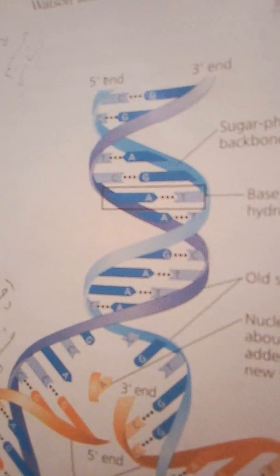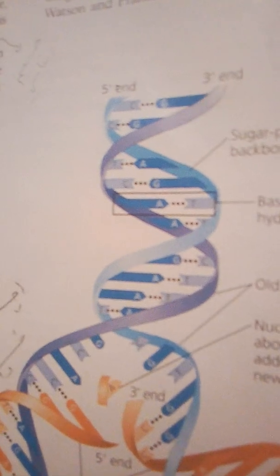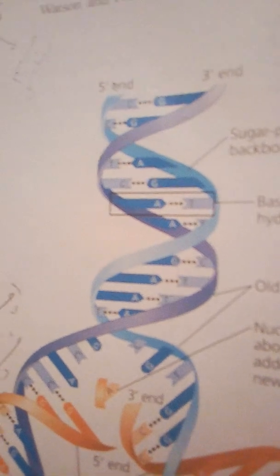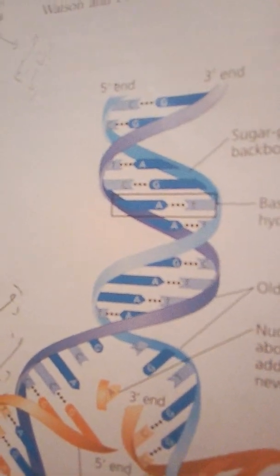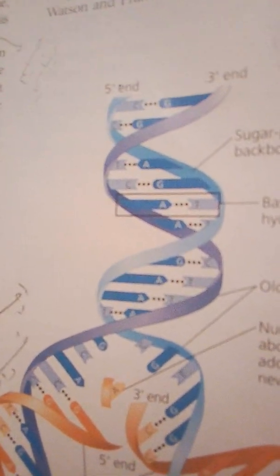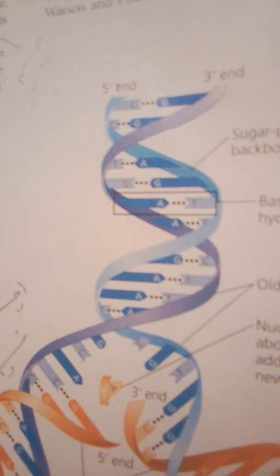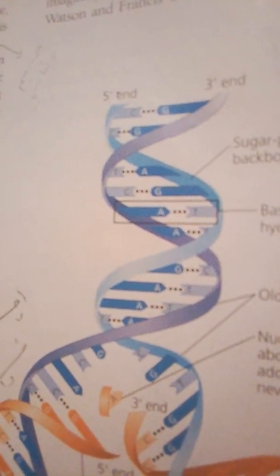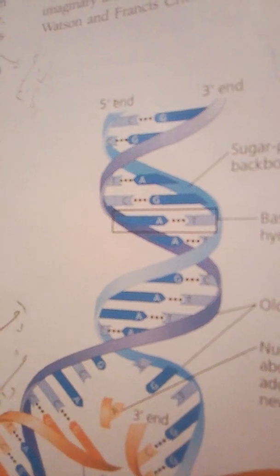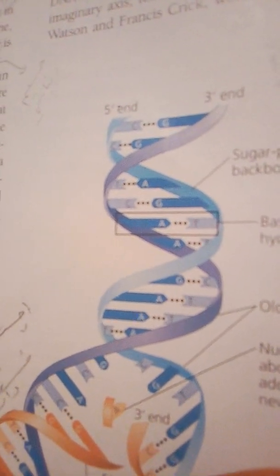The two free ends of the polymer are distinctly different from each other. One end has a phosphate attached to the 5 prime carbon, and the other end has a hydroxyl group on the 3 prime carbon. We refer to these as the 5 prime end and 3 prime end respectively. We can say that a DNA strand has a built-in directionality along its sugar-phosphate backbone from 5 prime to 3 prime, somewhat like a one-way street. All along this sugar-phosphate backbone are appendages consisting of the nitrogenous bases.